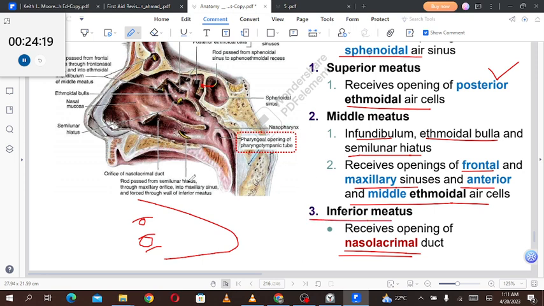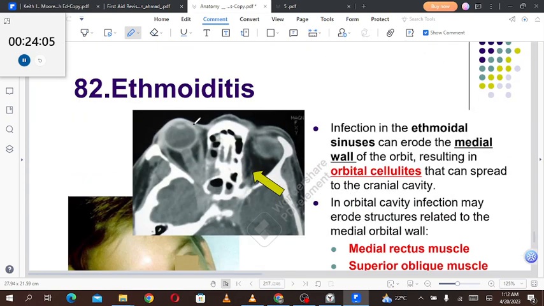So remember that there are three conchae, which are the bony projections coming from the lateral wall of the nose, and the space below each concha is the meatus. So we have three conchae and three meatuses, and these are the structures which are present in those meatuses. Moving forward to ethmoiditis, infection of the ethmoidal sinuses.